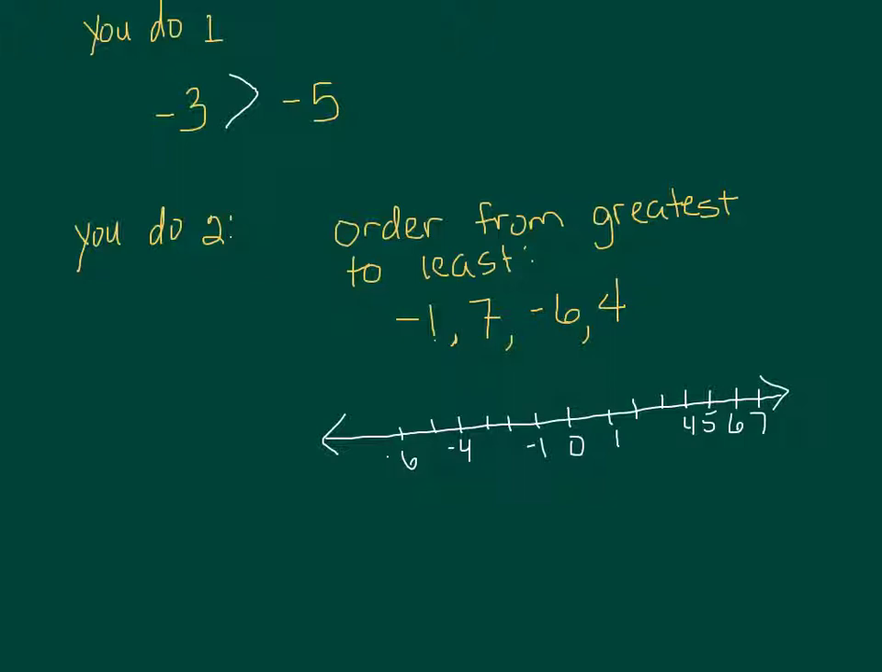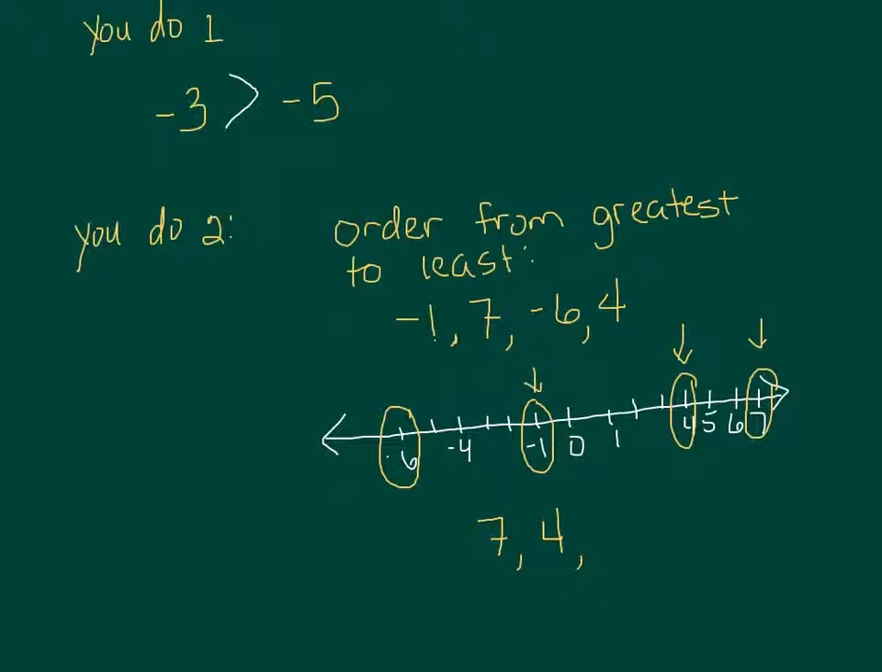Okay, so let's see how we did. I'm going to plot -1. -1 would be right here. +7 here. -6 here. And +4 here. Now that I have them on the number line, I can tell which one is greatest to least. So I would start at this end because I need the greatest number, and that is +7. Then the next one over is the +4. So 7 is greater than 4. Having $7 in my pocket is better than having $4 in my pocket.